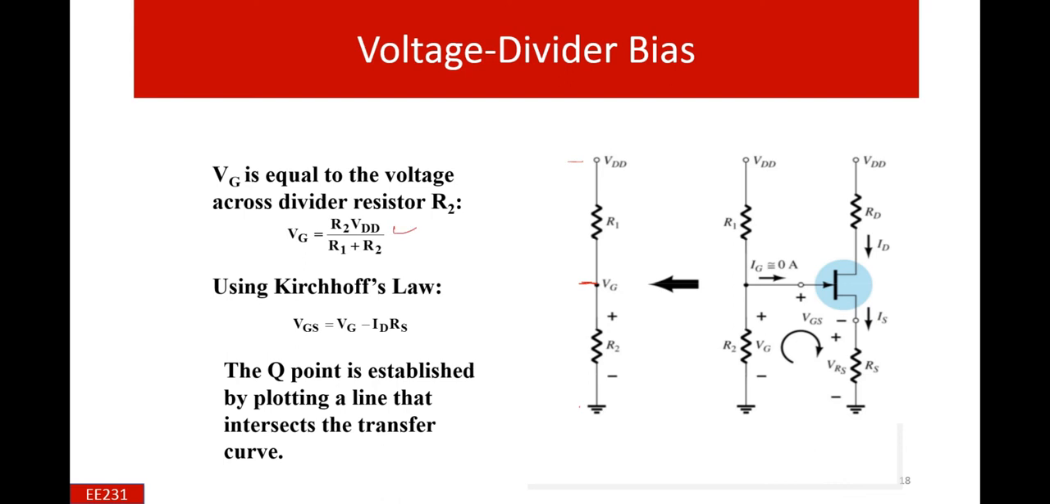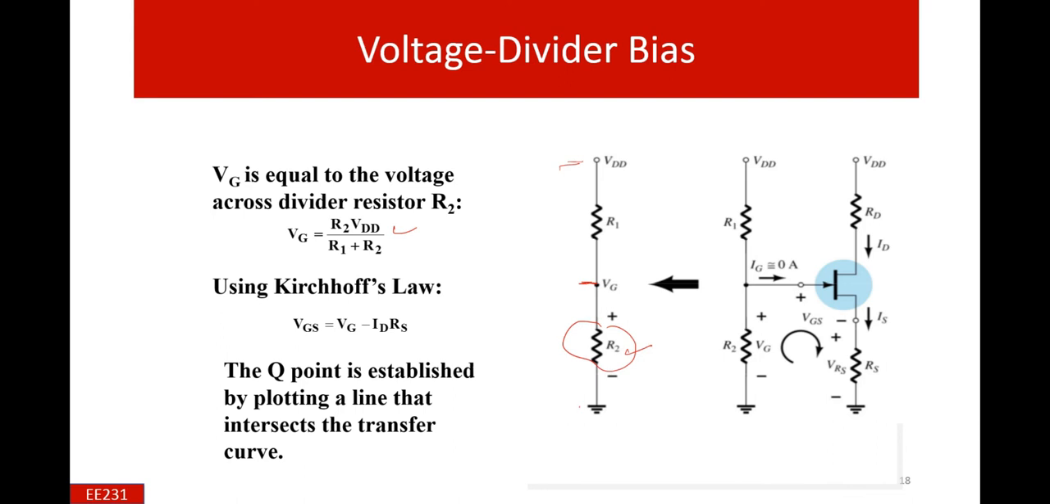So what is the voltage divider rule? Actually, the voltage across this resistance is equal to the ratio of the resistance R2 to the total resistance times the input voltage, which in this case is VDD. And similarly, what is next? For example, this is the loop.